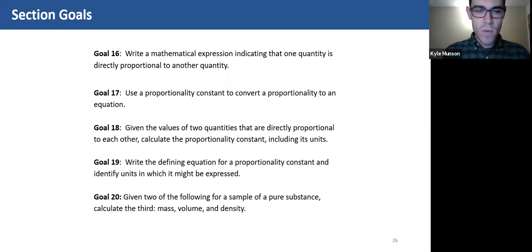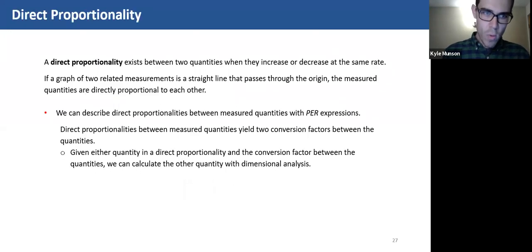And then finally, given two of the following for a sample of a pure substance, calculate the third: mass, volume, and density. Okay, so a direct proportionality exists between two quantities when they increase or decrease at the same rate. And if a graph of two related measurements is a straight line that passes through the origin, the measured quantities are directly proportional to each other.